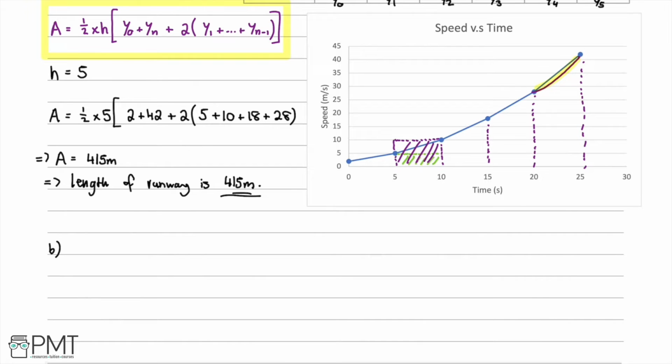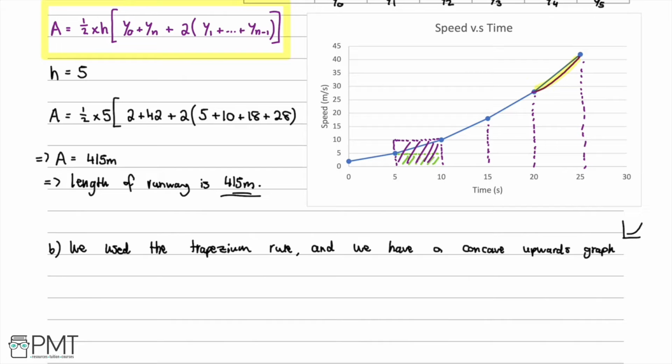So writing this down, we use the trapezium rule, and we have a concave upwards graph. So we therefore have an overestimate, since the top of the trapezium is over the curve.